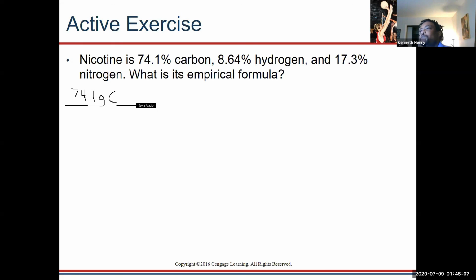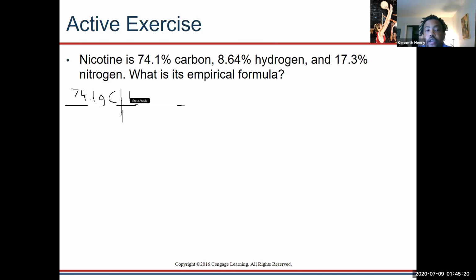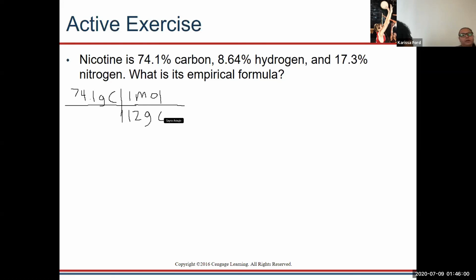So somebody's been reading ahead. What Sarah's doing is she made an assumption. She assumed that we had 100 grams of nicotine. So if I have 100 grams of nicotine, how many grams are going to be carbon? 74.1, right? How many grams are going to be hydrogen? 8.64. And then how many grams are going to be nitrogen? 17.3. So Sarah's just getting ahead of the game. We have to do that for all of them. That is correct. Am I doing it right? Yes, you are.